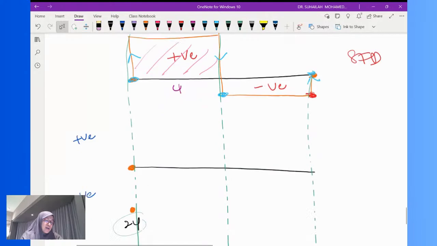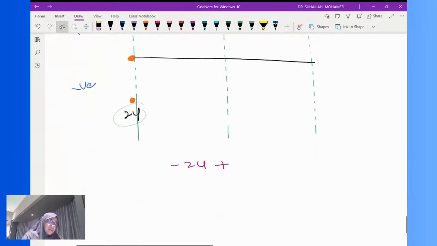Under positive diagram. So it is plus 11 times 4. 11 times 4 will give us the position of moment at B.